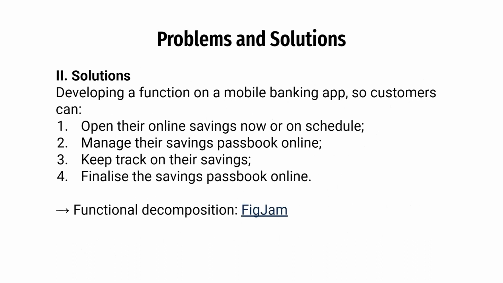All right, for the solutions: in order to solve the problems, we should develop a function on a mobile banking app so customers can, first, open their online savings now or on schedule. The second is that they can manage their savings passbook online. Number three, they can keep track of their savings, and of course they can finalize their savings passbook online as well. Okay, let's refer to my big picture. This is the functional decomposition.